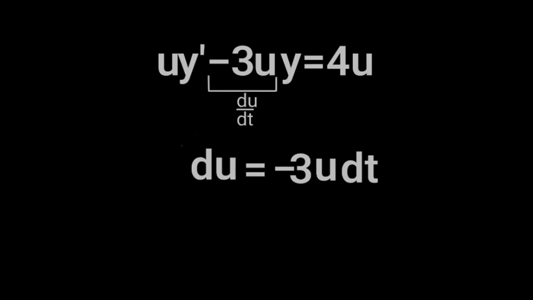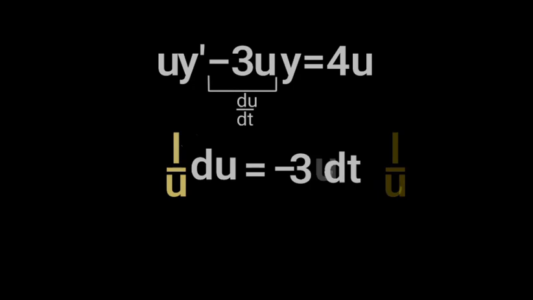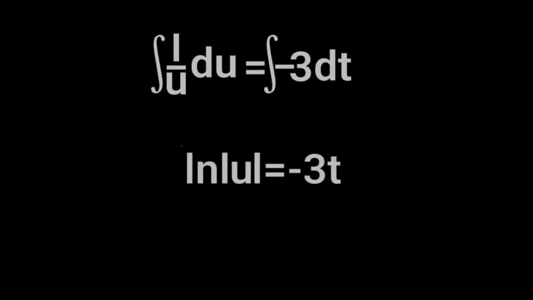Now we have to divide both sides by u. Once we do that, on the right side u and 1 over u cancel each other out. And then we have 1 over u du equals negative 3 dt. Now, once we have it in this form, we integrate both sides. On the left side, if we integrate 1 over u, we get ln absolute value of u equals negative 3t.